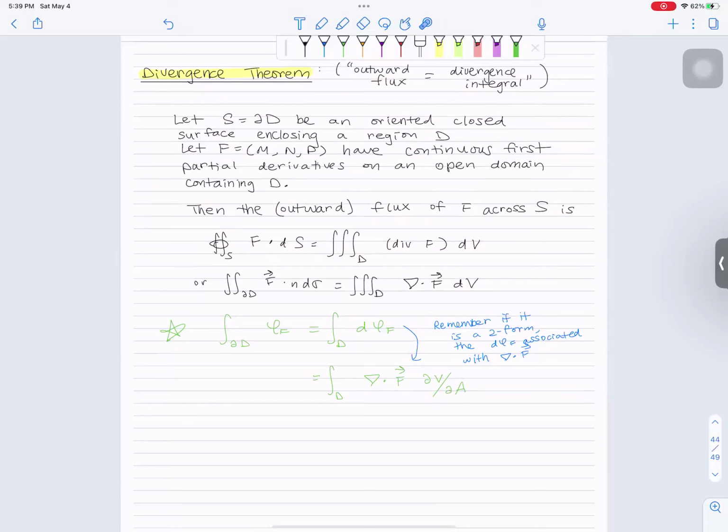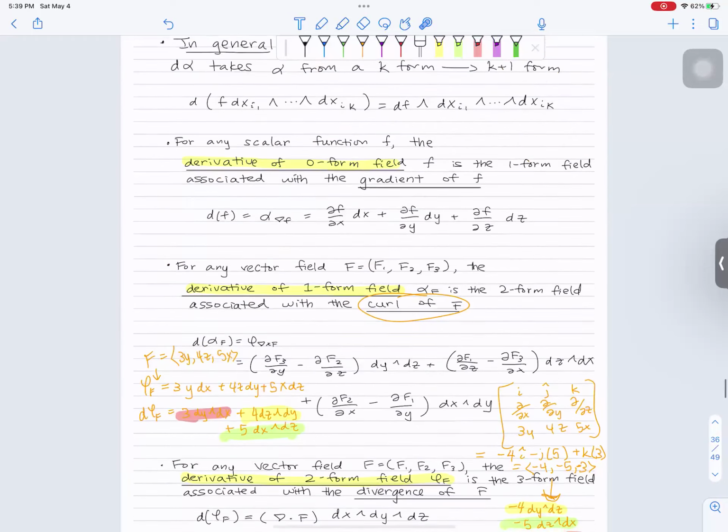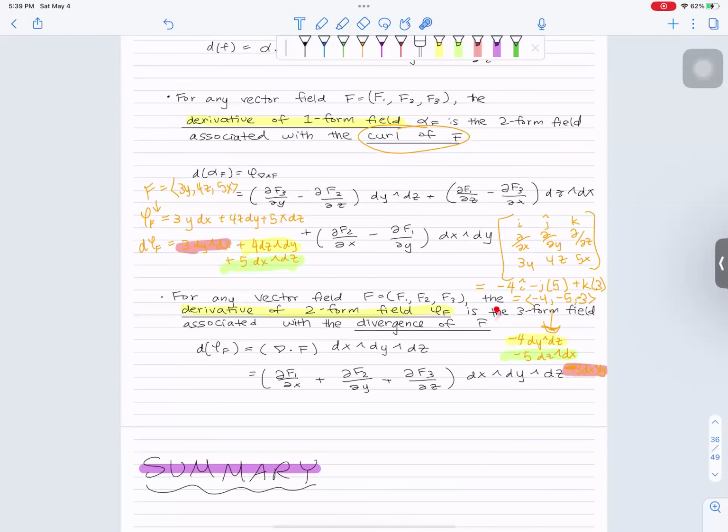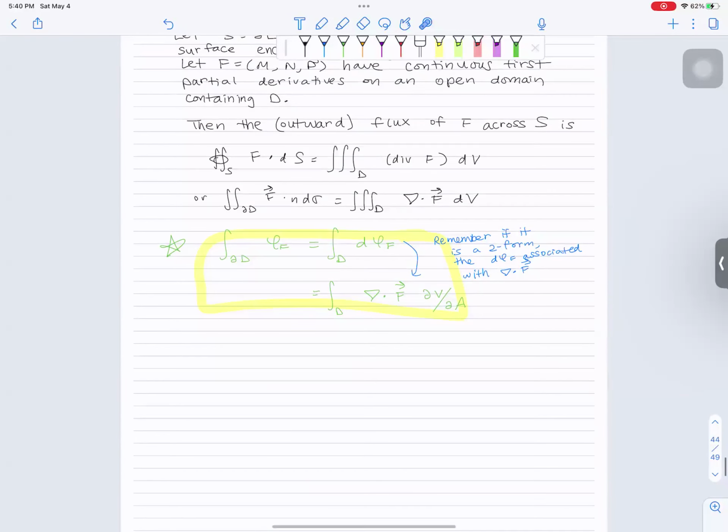Another reason why is this true? The integral of this two-form equals the integral of the derivative of the flux two-form, which according to the divergence theorem should be the divergence of F. Why is that true? It's all because of this over here. We saw that the derivative of a two-form is the three-form associated with the divergence. So if I take the derivative of a two-form, it's the same as the divergence. So the derivative of a two-form is divergence. So that's why we can do the divergence.